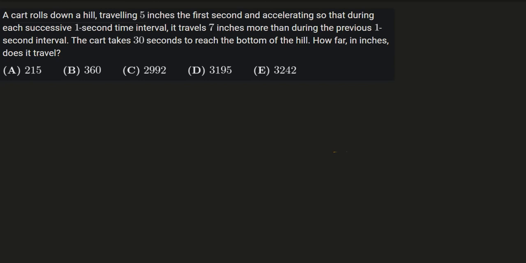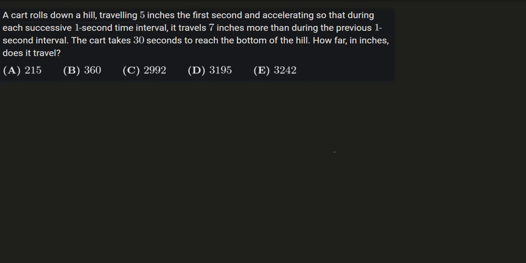Let's look at this problem. A cart rolls down a hill, traveling 5 inches the first second and accelerating so that during each successive 1 second time interval, it travels 7 inches more than during the previous 1 second interval. The cart takes 30 seconds to reach the bottom of the hill. How far in inches does it travel?